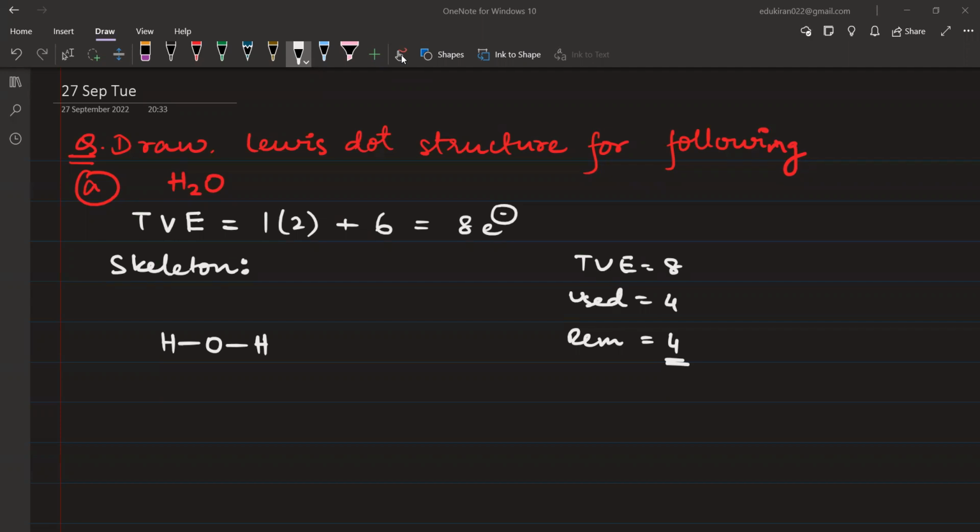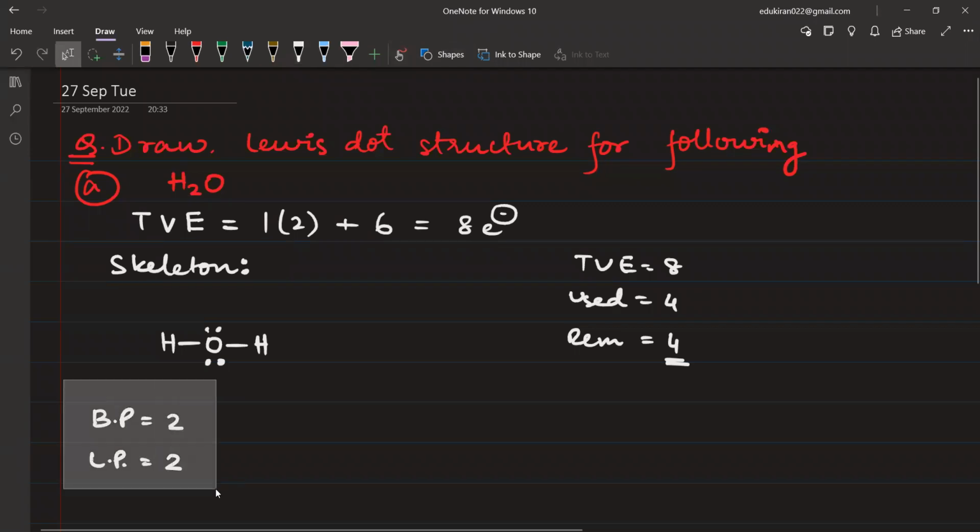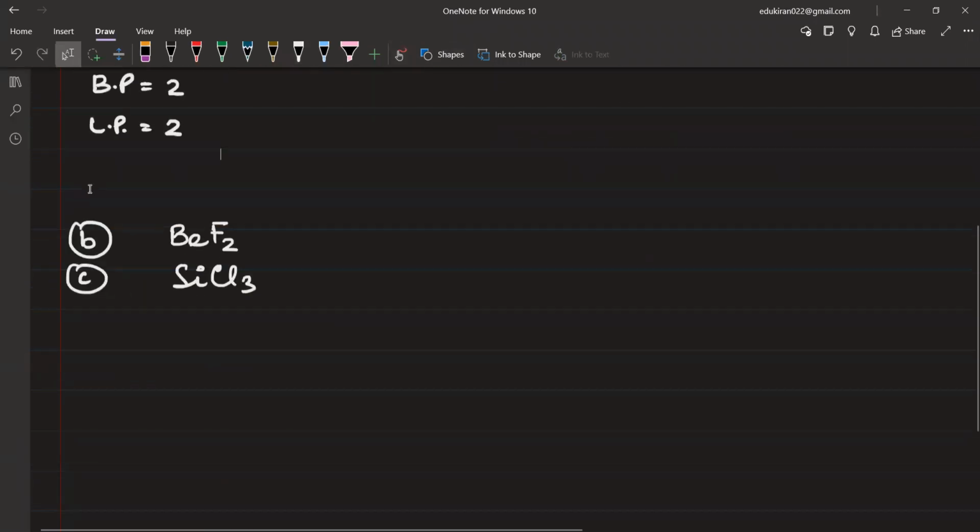Now what about oxygen? Is oxygen happy? How many electrons should be there for oxygen to be happy? 4 more, right? So it has 2, and we'll get 2 more electrons like this and 2 more electrons like this. So from here we can say that the bond pair is equal to 2, and the number of lone pairs is equal to 2 in water. Okay, this is an important conclusion that you should always remember. Next, moving into BeF2.